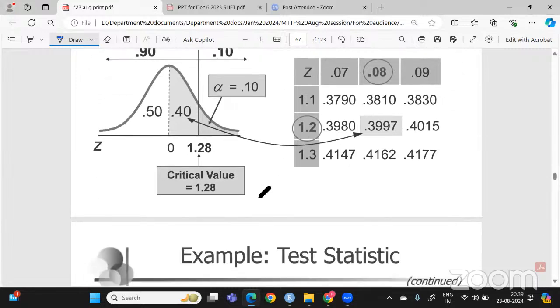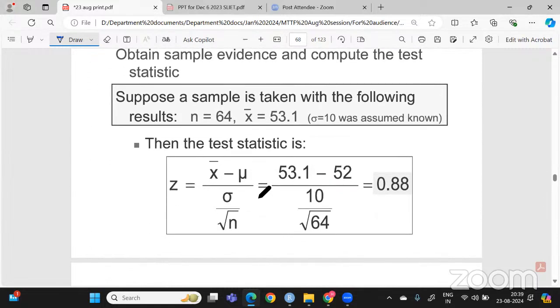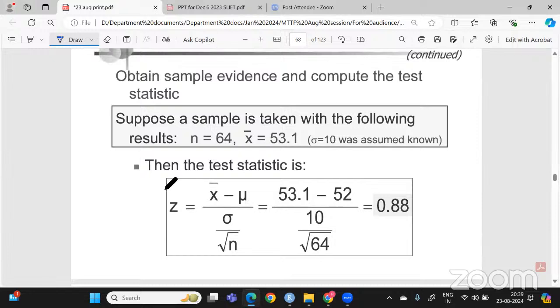I'm skipping this part, so I'm coming directly to the expression that is required for you to understand. They have taken a sample of 64, in which they got sample mean value as 53.1. So put the value 53.1 in the expression of X bar, mu is given as 52, sigma is given as 10, and n is given as 64. After solving, we got the value of Z as 0.88.